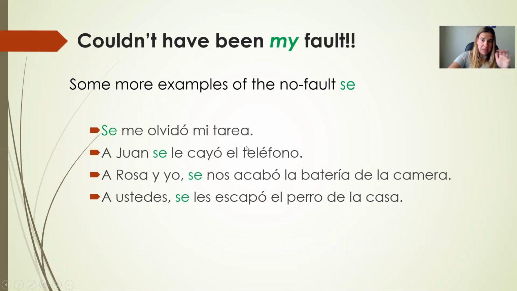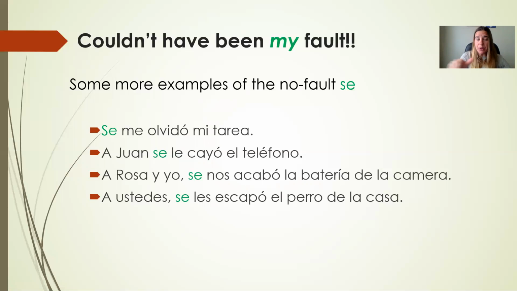Here are some more examples, like I promised. "Se me olvidó mi tarea." That should even be "la tarea." I would say that's more correct. "Se me olvidó la tarea" doesn't mean, hey, I forgot my homework. It means the homework was forgotten and it happened to me. Or "a Juan se le cayó el teléfono." The phone was dropped. Not Juan dropped his phone. No, the phone was dropped and it happened to Juan.